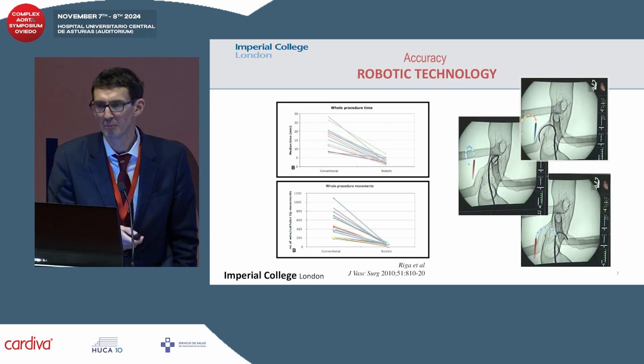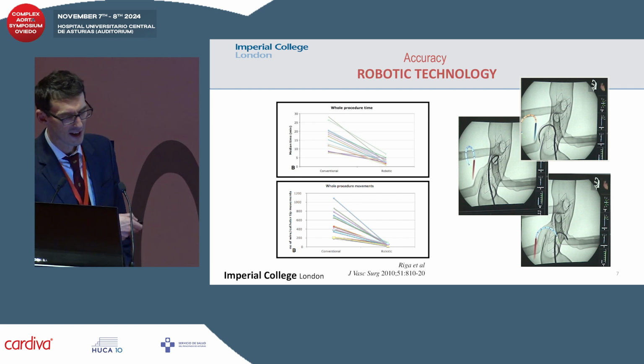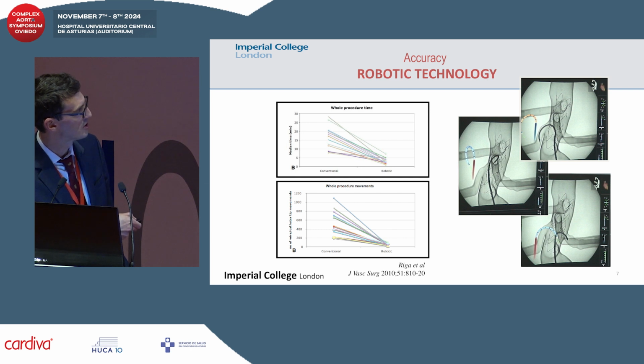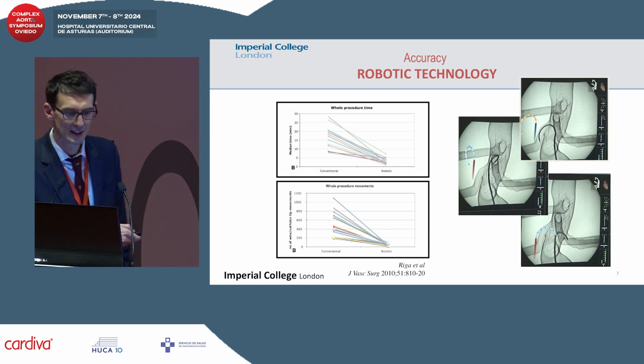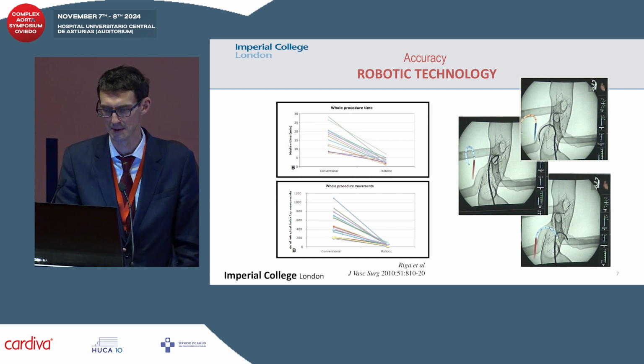These are some of the examples that we had using this, a silicon model with pulsatile flow. These are experienced operators for the whole procedure, time and movements, and every single person decreased the number of time and movements they took to get in those 4 fenestrations, the task that we set them.